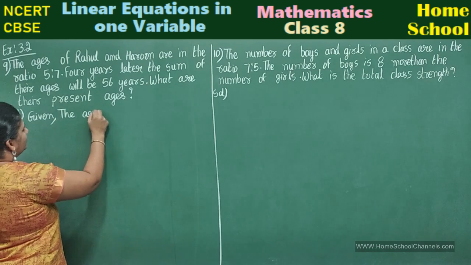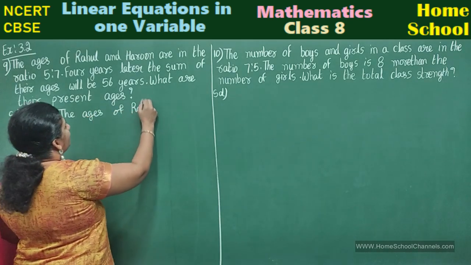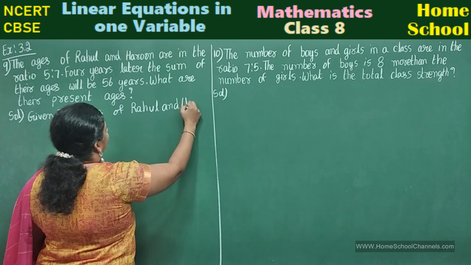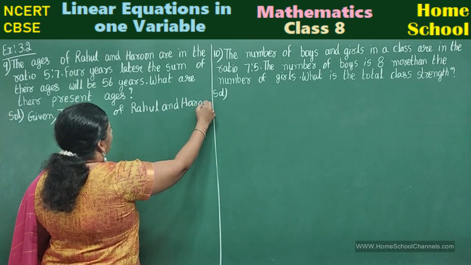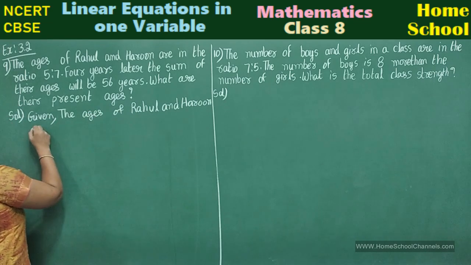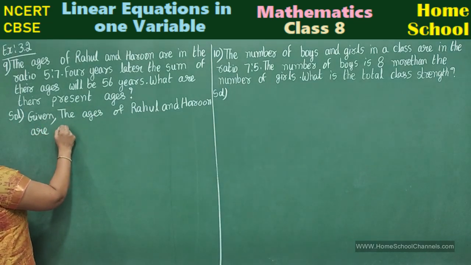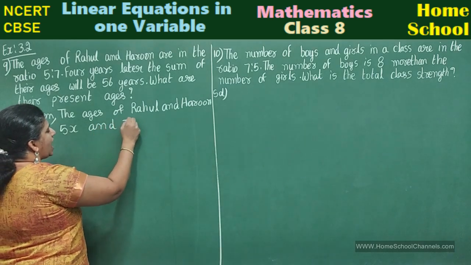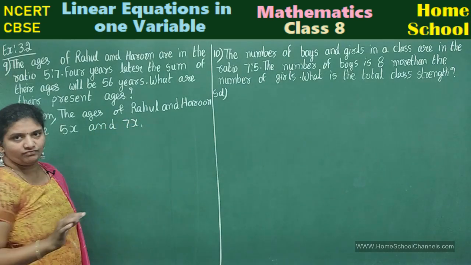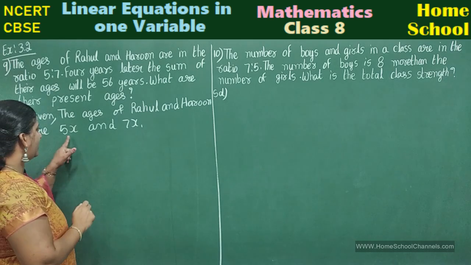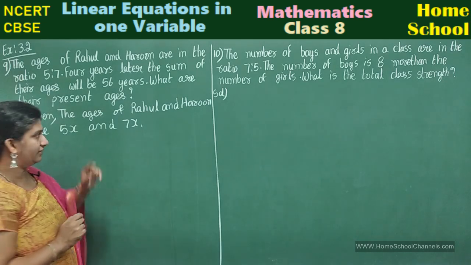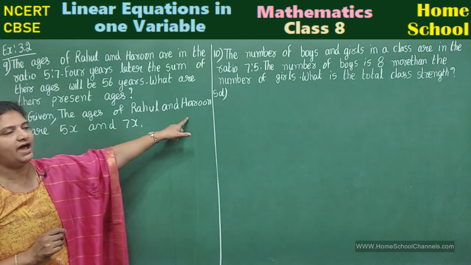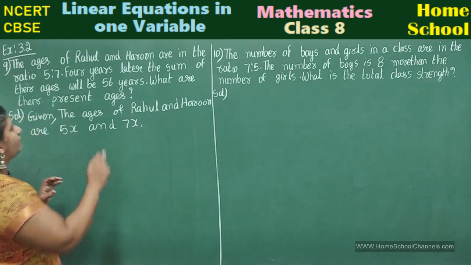Given, the ages of Rahul and Harun are 5x and 7x. I am not going to take a ratio. For the ratio, I am multiplying variable numerator and denominator. The ages of Rahul is 5x and Harun is 7x. Next point.